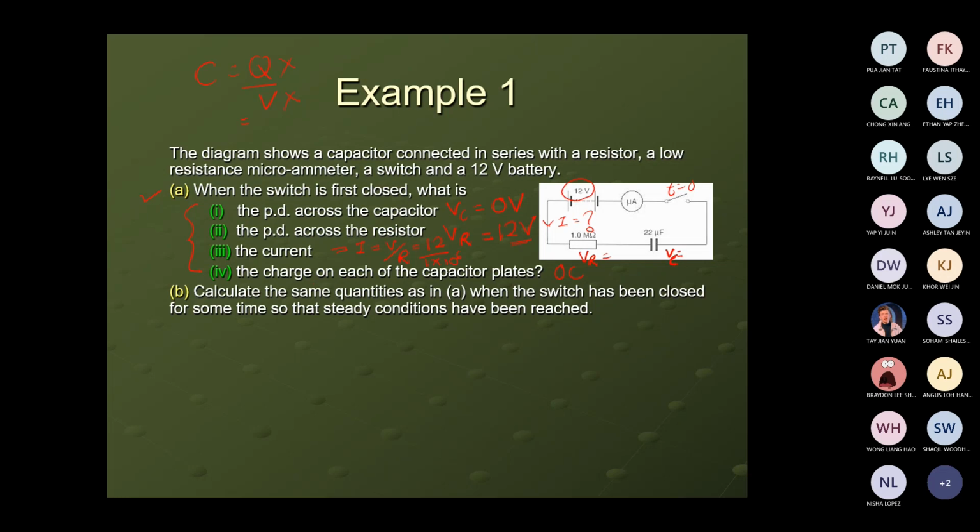Now look at part B. Calculate the same quantities as in A when the switch has been closed for some time so that steady conditions have been reached. That means the switch is closed until the capacitor is completely charged. Steady condition means after the capacitor is completely charged. How will these 4 quantities be?